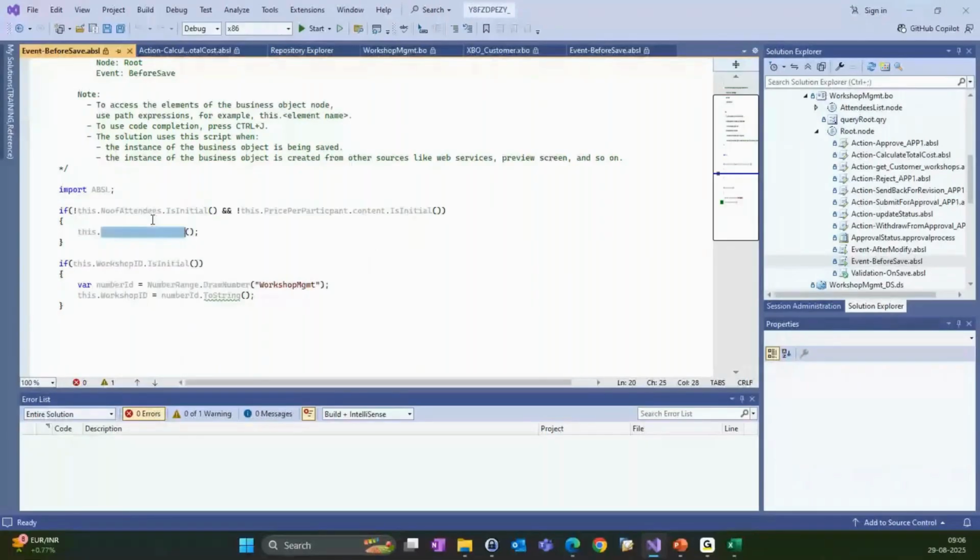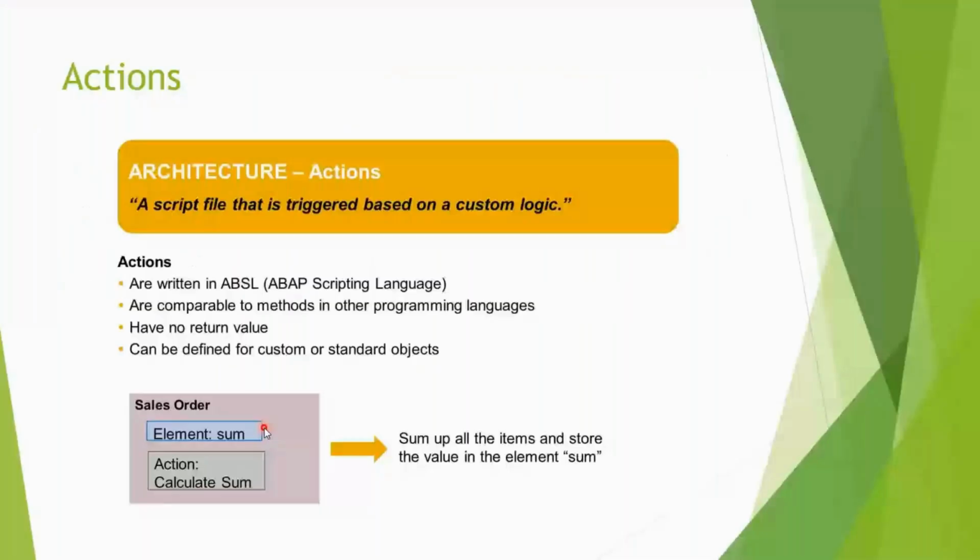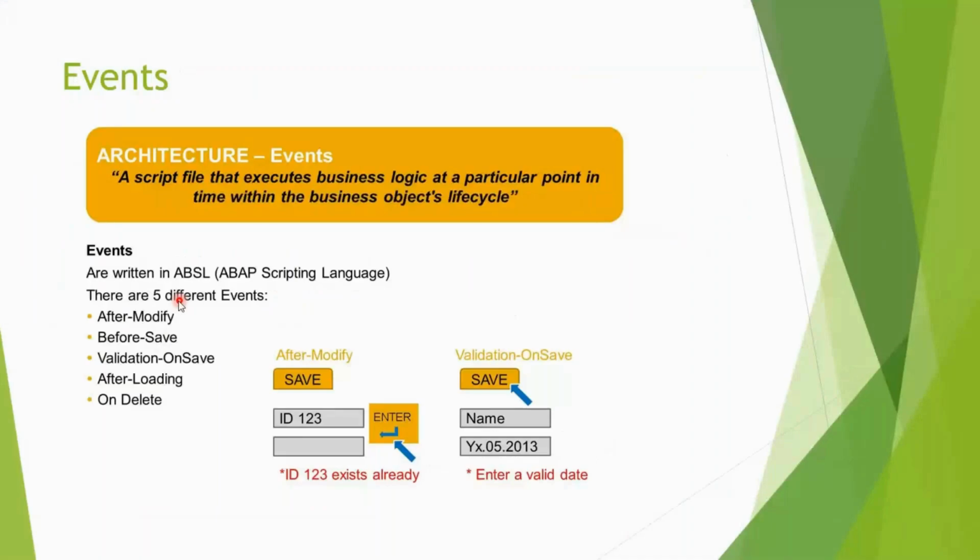Okay, it's clear. And then that's what the events I just explained to you, right? There are 5 types of events: after modify, before save, validation on save, on delete, and after loading.